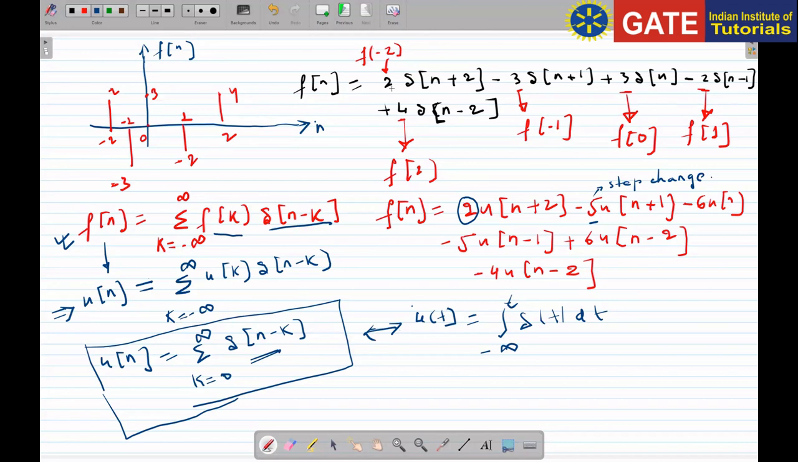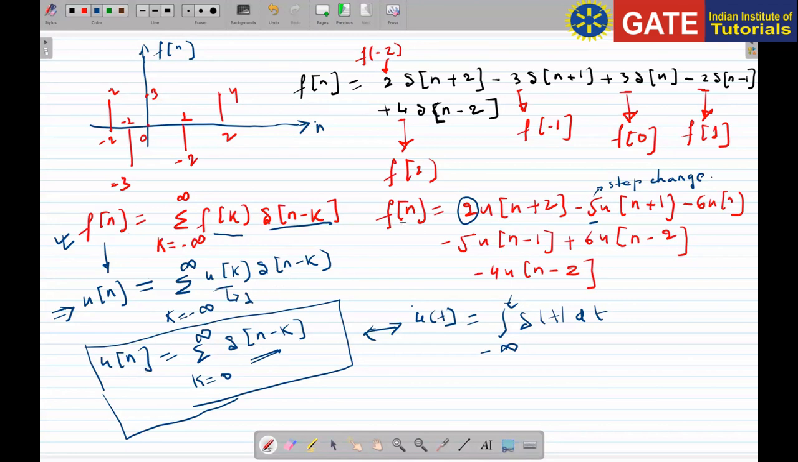We can write this as an expression, and in a general fashion we can write f of k del of n minus k, correct? Since I am deriving it for u of n, replace f of n with u of n, and f of k with u of k, then del of n minus k. Since u of k is equal to 1, we can ignore mentioning it here and directly write del of n minus k for u of n.